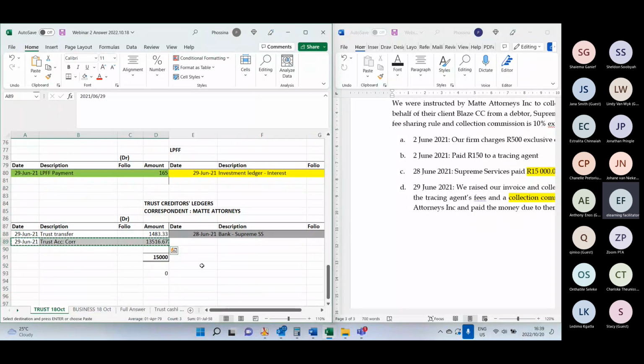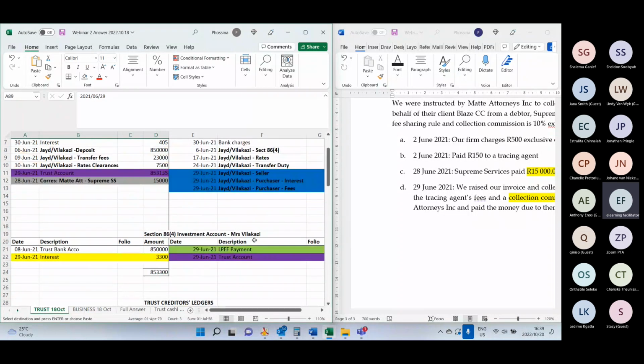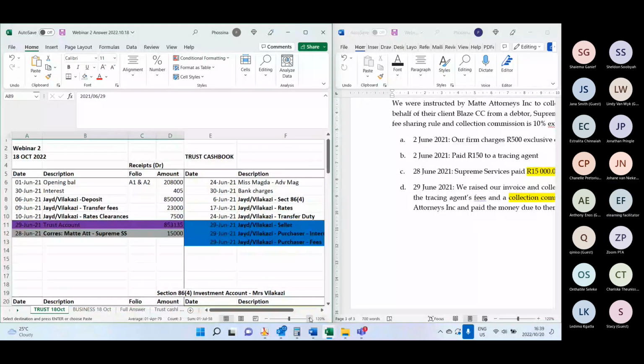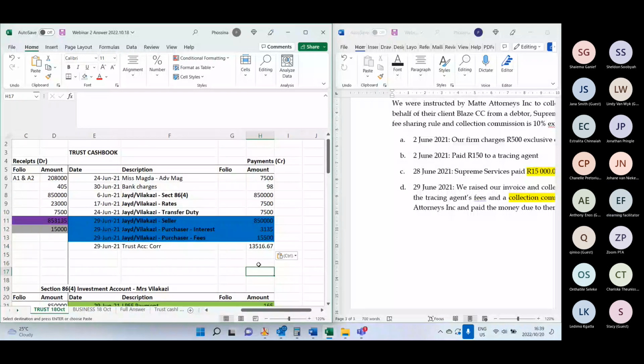So we go back to our trust account. Here's our trust account, our trust cash book. So we can pay our correspondent. You'll see, we come here. We are paying, and how much are we paying? It's what we have calculated. Okay.